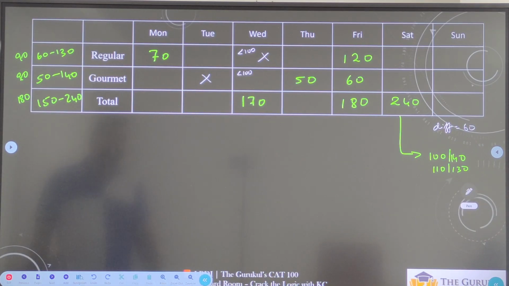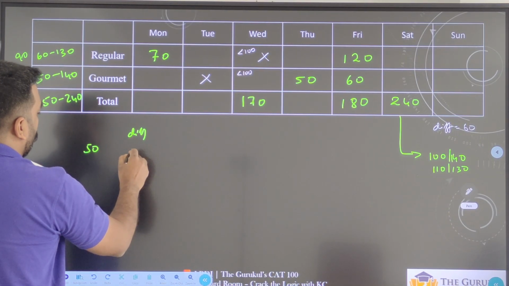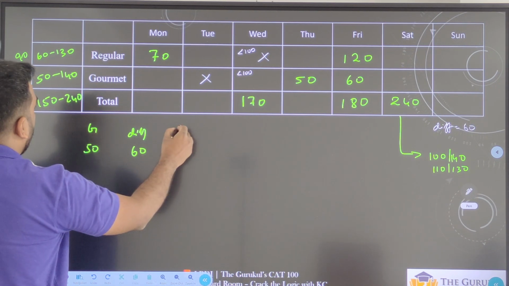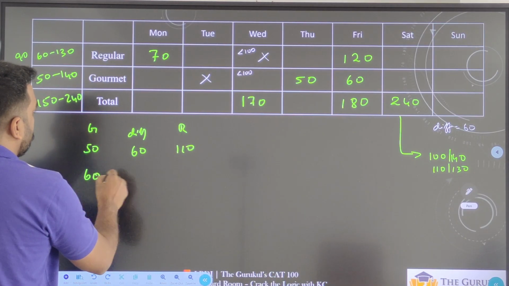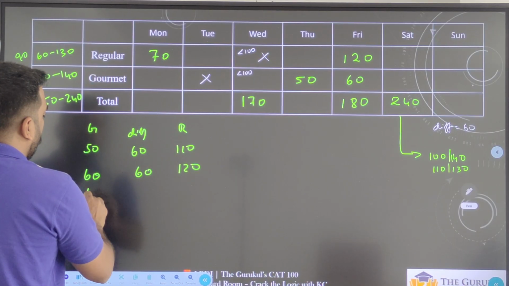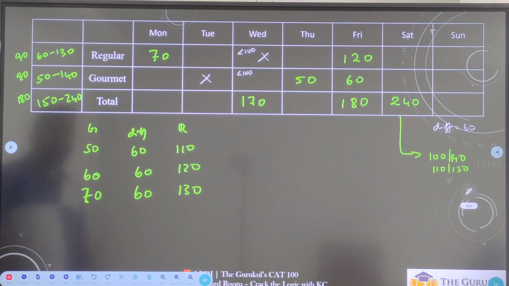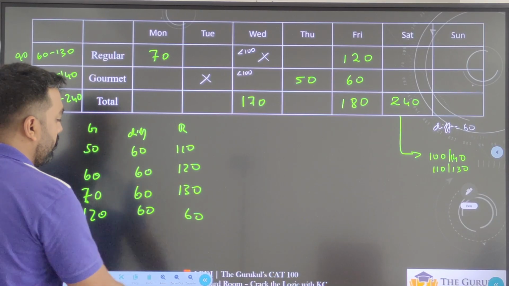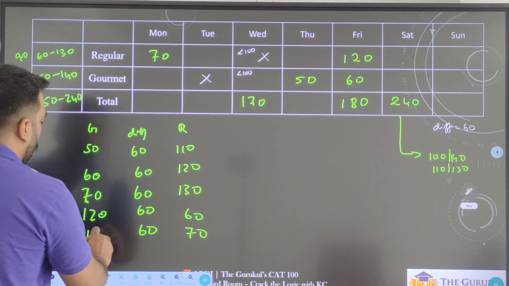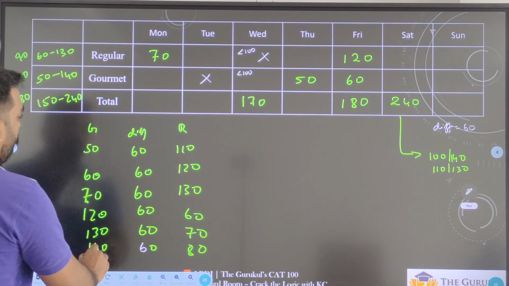I don't know what the sum is. If the difference of 2 numbers is 60, what can be the possibilities? Let us take the lowest number, which is 50. Let this be gourmet and this be regular. If this is 50 and the difference is 60, this should be 110. If this is 60 and the difference is 60, this is 120. If this is 70, the difference is 60, which is 130. These are possible cases. If this is 80, then the difference is 60 and this will be 140.